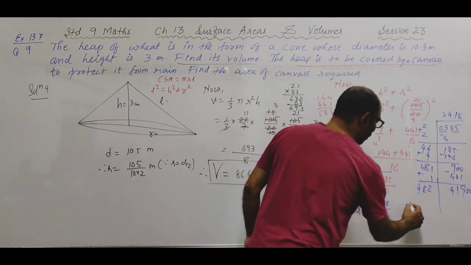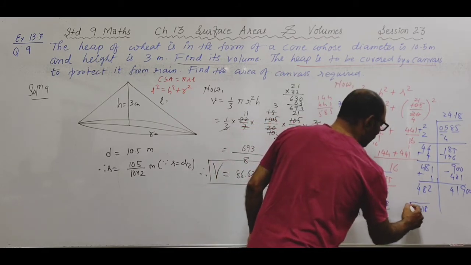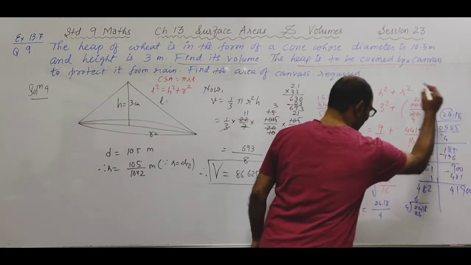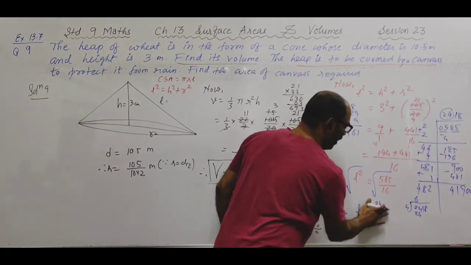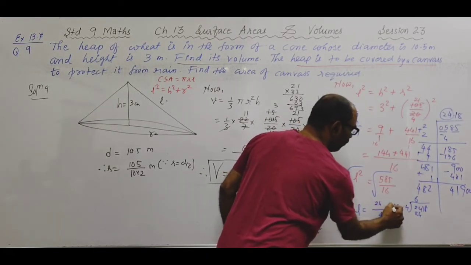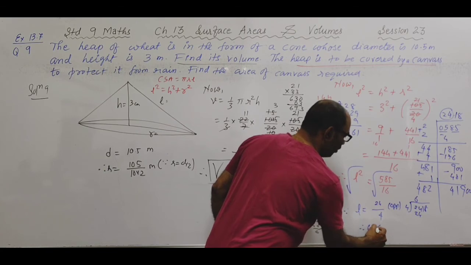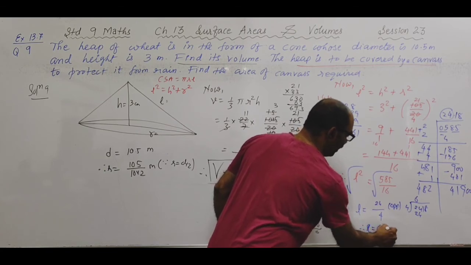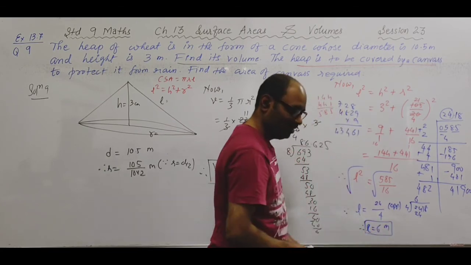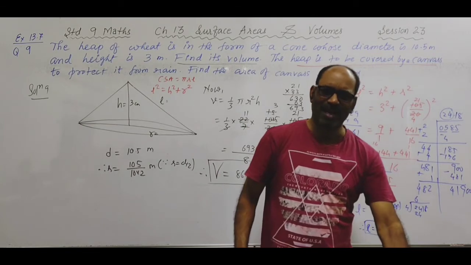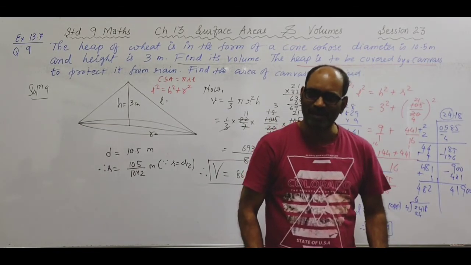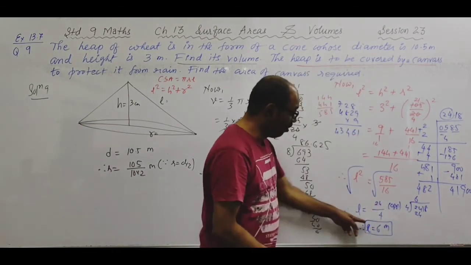Wow, 2418 divide by 4, 6 are 20. We will just take 24, let's take approximately, so approximately 24. So therefore L is equal to 6 meter. So what is the length? 6 meter. Okay, I took 24 approximately. Is that clear? So it became easily divisible.